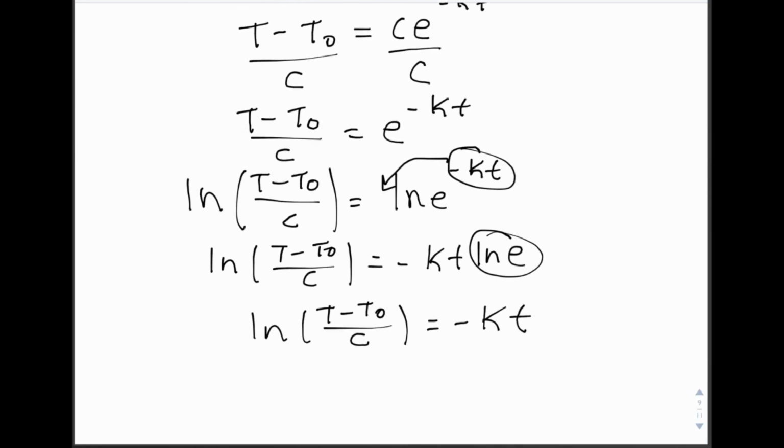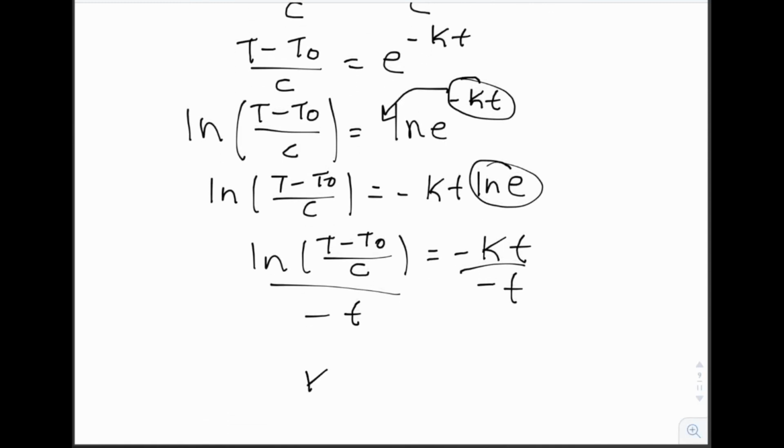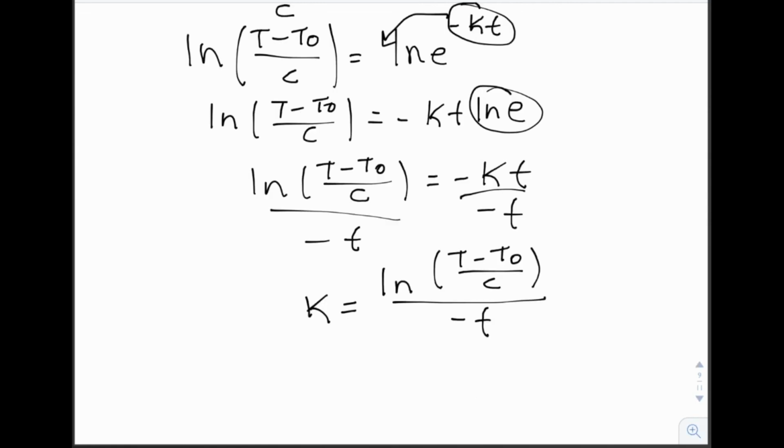All we need to do now in order to isolate this k is divide by a negative t. So divide by a negative t on both sides, and you should be left with just your k. So your k is now equal to the natural log of T minus T naught divided by C, and then finally divided by a negative t. Another way you could simplify this is k equal to negative 1 divided by t, natural log of T minus T naught divided by C.